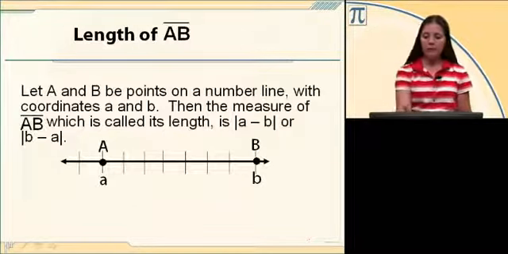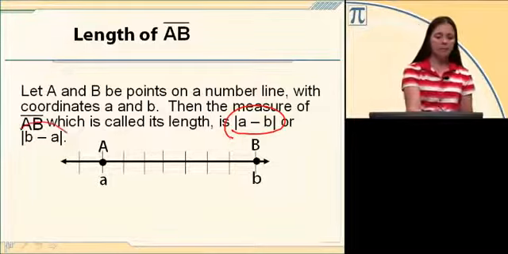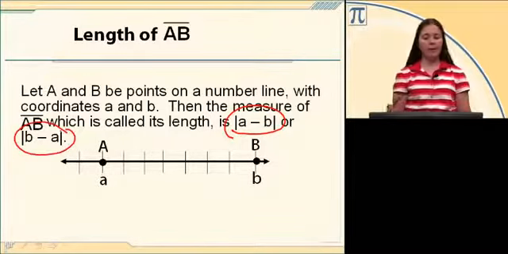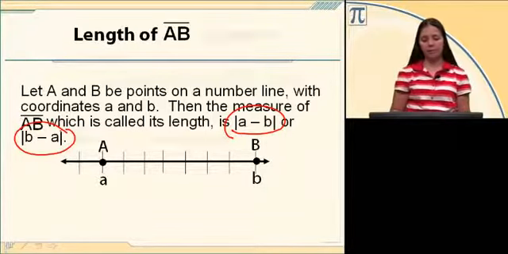Our formulas, A minus B, B minus A, absolute value of both of them, and we just saw in the last example that in both cases we got 7, regardless of which point we put first.